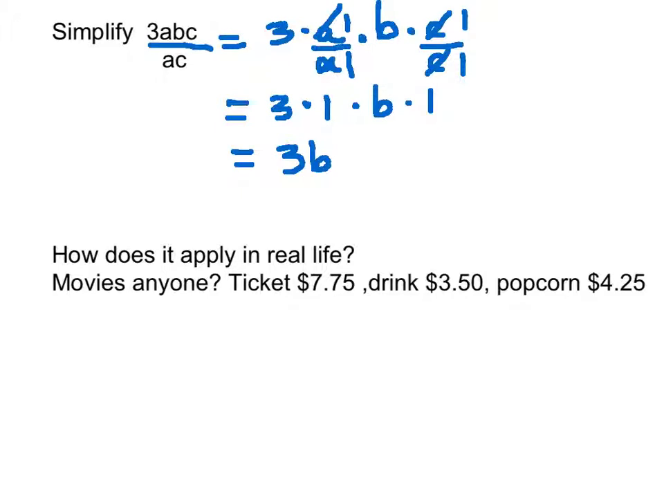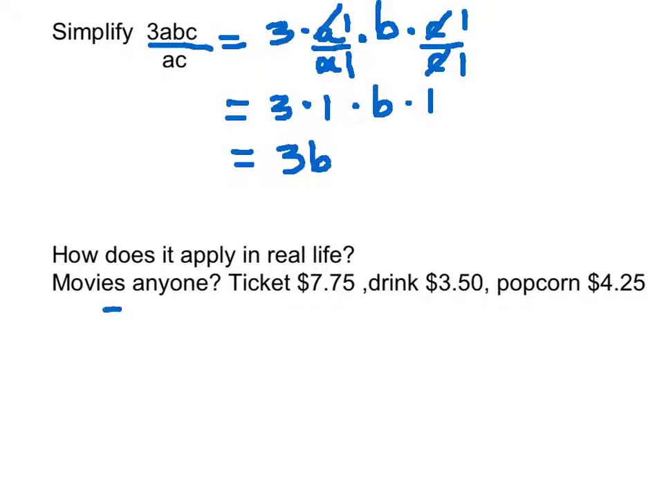So let's see how these properties apply in real life. Movies, anyone? Love the movies. Let's say I buy a ticket for $7.75, a drink for $3.50, and popcorn for $4.25. Now, if I don't have a calculator on me, I'll be going $7.75 plus $3.50. Well, that's 10 plus 75 and another 50. That makes 11.25 plus another $4.25. That's 15 something.